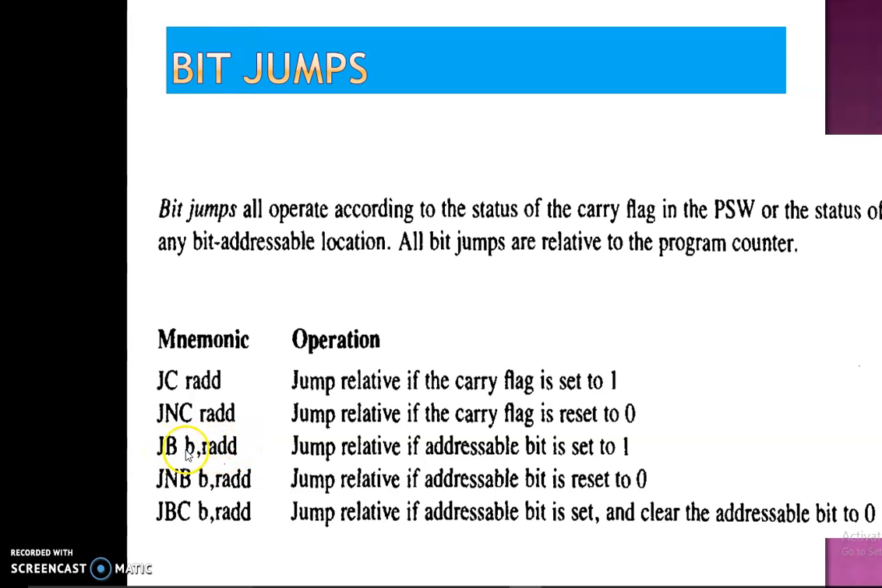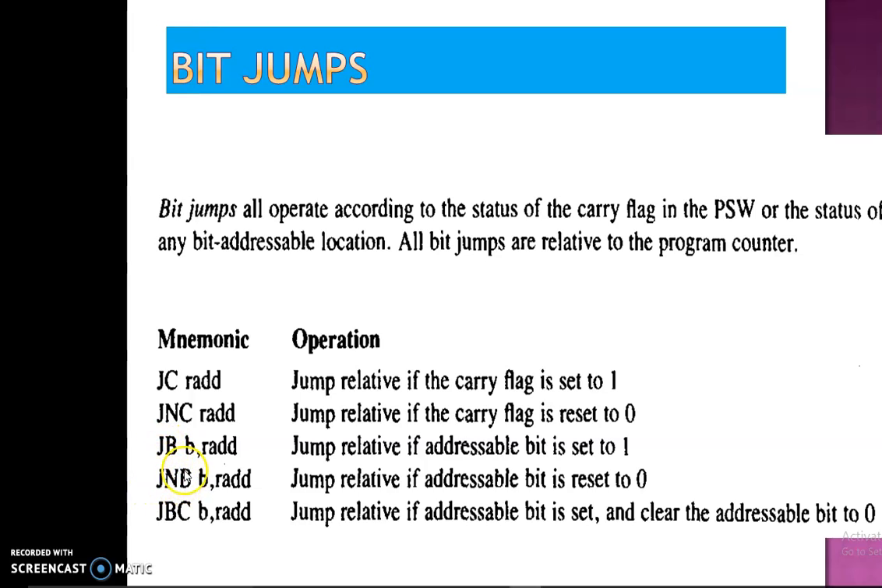Jump on bit, what bit you are checking? You are giving one single bit address here, and the data will be in that bit. If data is 1, then JB is true. So if JB is true, the control will go here. In this address you will have one instruction, and that instruction is going to execute. If JB is false, it won't go here, it will come to the next instruction.